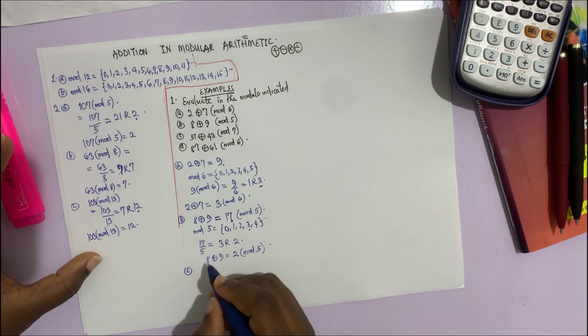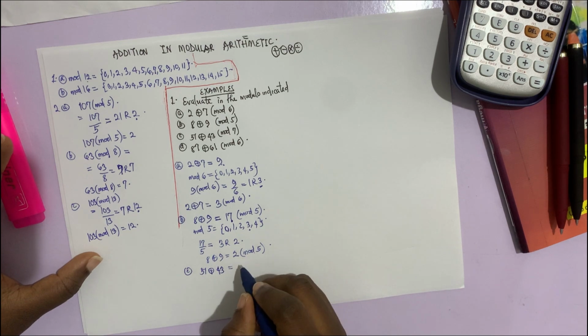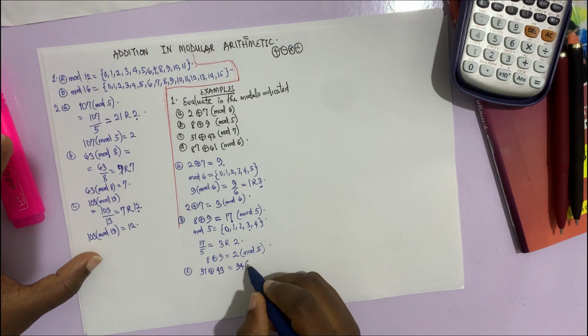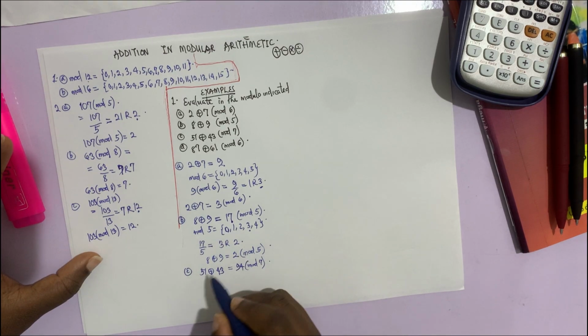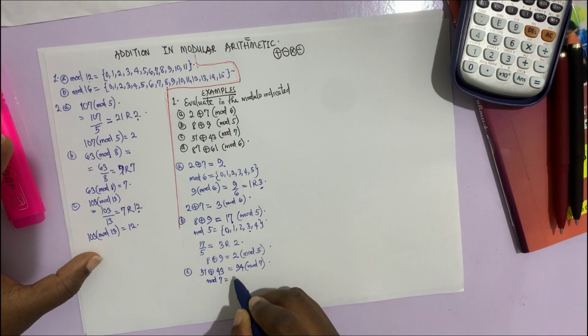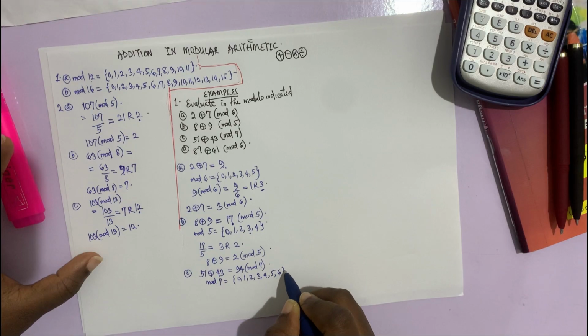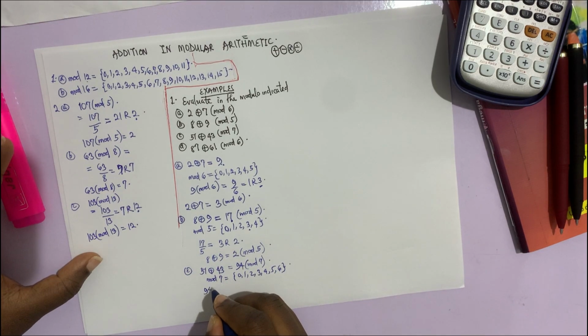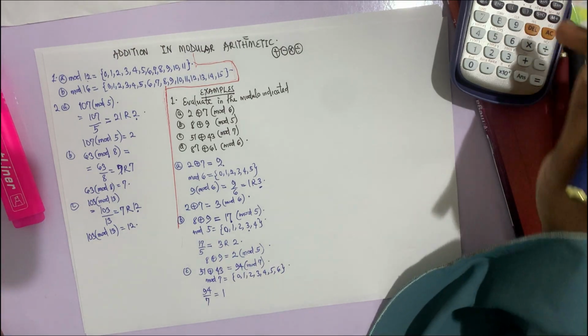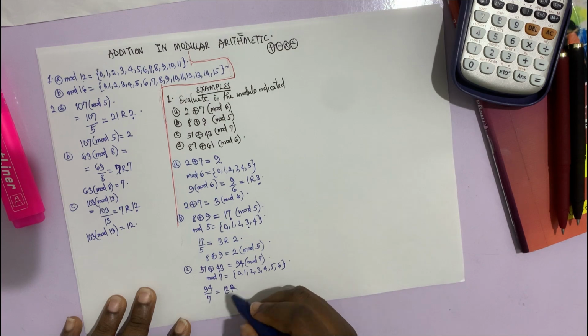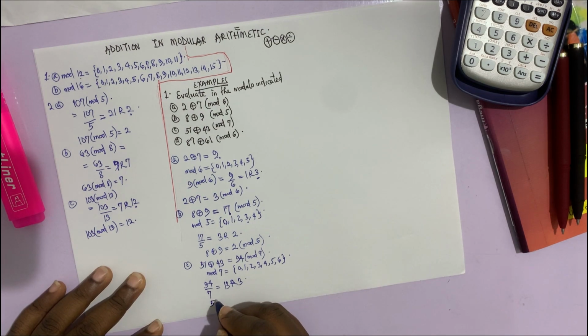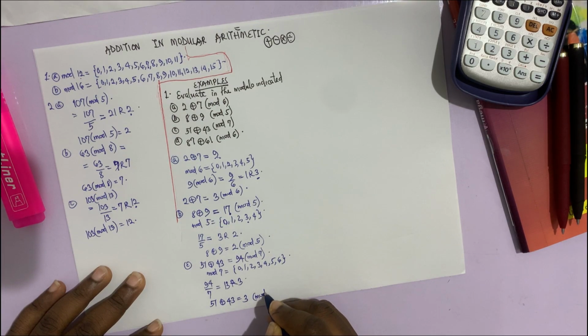Question C, we have 51 plus 43. 51 plus 43 will give us 94. But 94 in modulo 7 is not a valid residue, because in modulo 7 the residues are 0, 1, 2, 3, 4, 5, 6. So to convert 94 to a valid mod 7, we have to do 94 divided by 7. That would give us 13 remainder 3. So therefore 51 plus 43 is actually 3 in modulo 7.